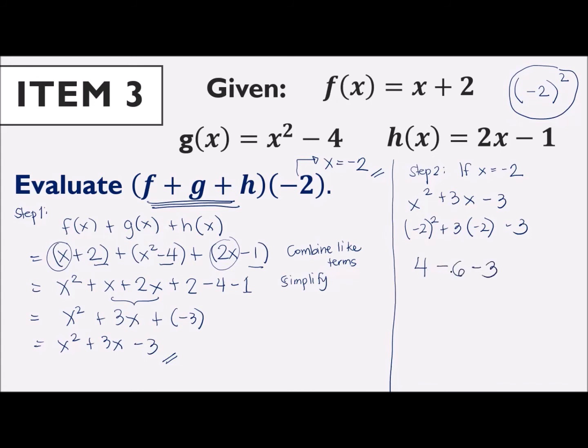So, 4 minus 6, the answer here is negative 2. Then, minus 3, the answer is negative 5. So, this is our final answer, which is negative 5. Once we add the 3 functions, and wherein the value of x is negative 2. Okay, I hope that's clear.